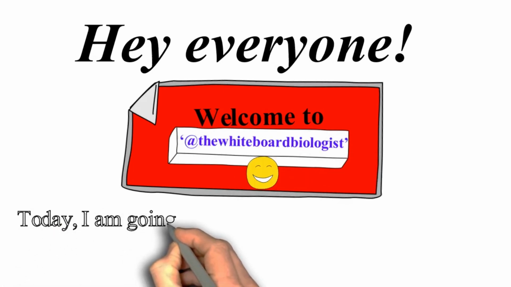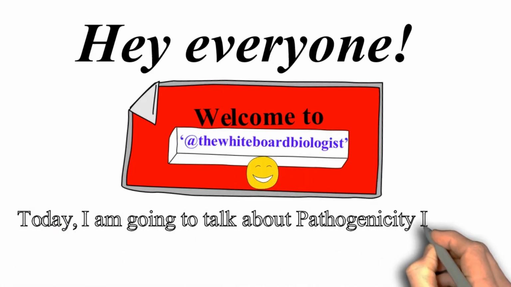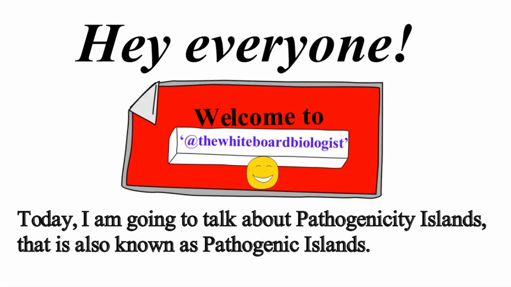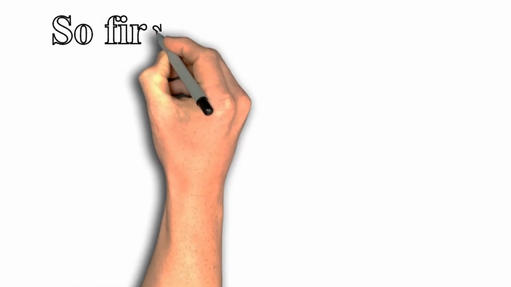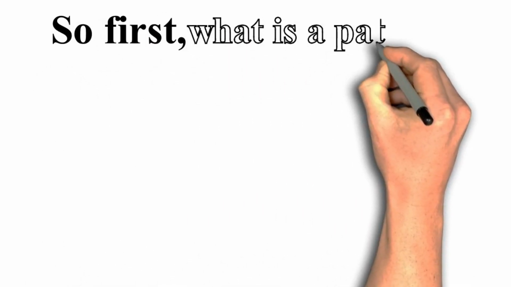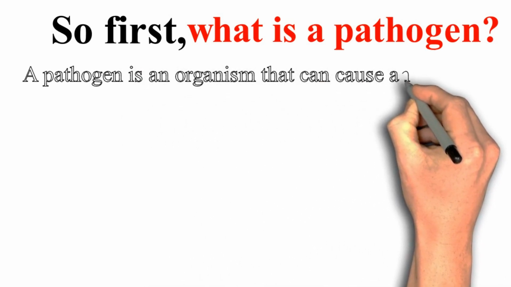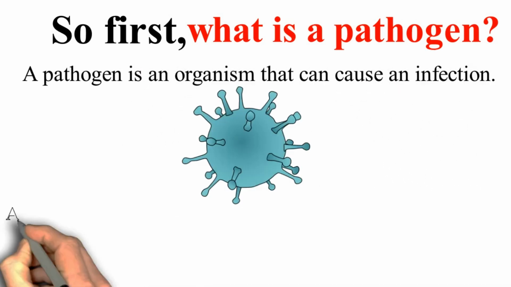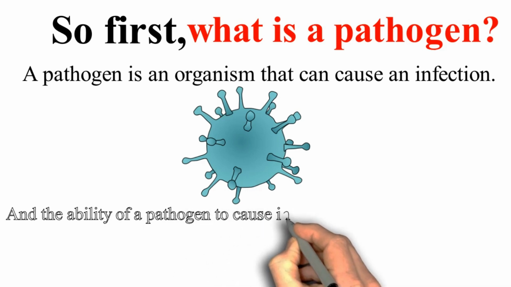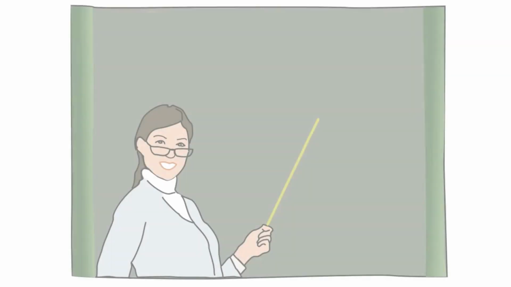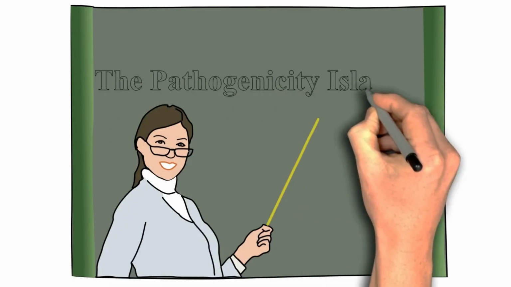Today, I am going to talk about Pathogenicity Islands, also known as Pathogenic Islands. So first, what is a pathogen? A pathogen is an organism that can cause an infection. And the ability of a pathogen to cause infection is called pathogenicity. Now look at the Pathogenicity Islands.